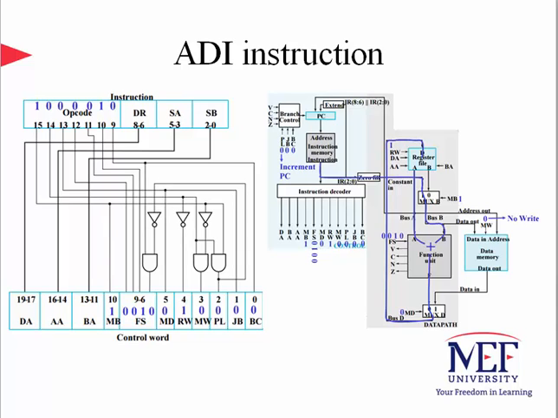The picture here in this slide also shows the control signals that need to be generated for this instruction to be executed correctly. For example, the opcode turns out to be 100010 in order for the add immediate instruction to be initiated. Also, MB, FS, MD, RW, MW, PL, JB, and BC control signals are also shown in this slide.